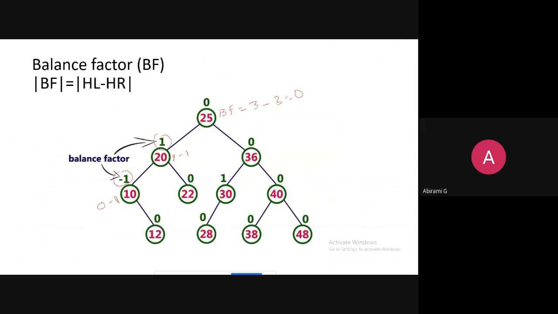Then what is the balance factor of 22? There is no left child, no right child. There is no leaf, so that is 0. 0 minus 0 is 0. Here, the height of the left subtree is 1 and the height of the right side is 0. So 1 is the balance factor.